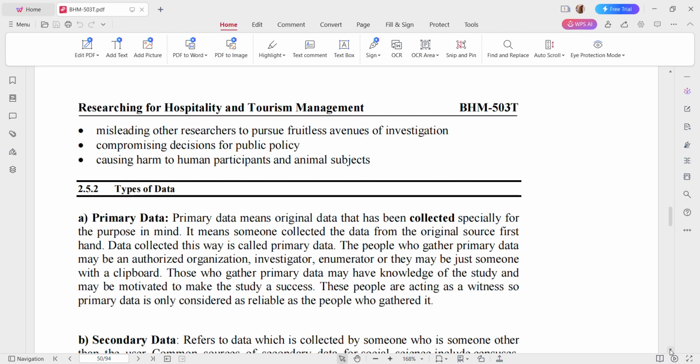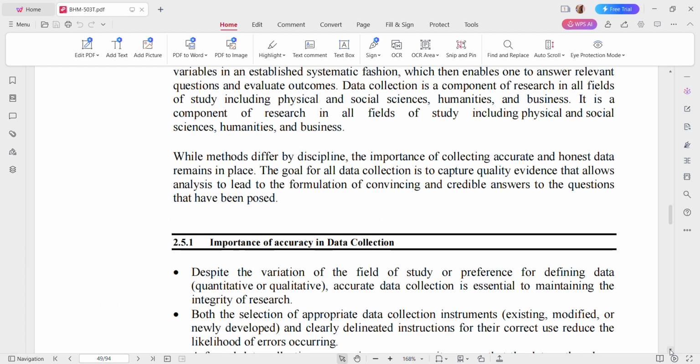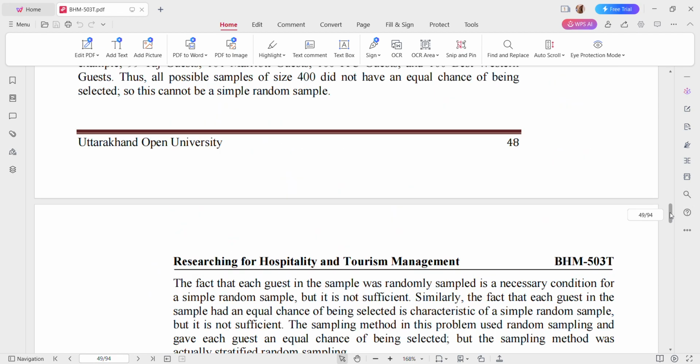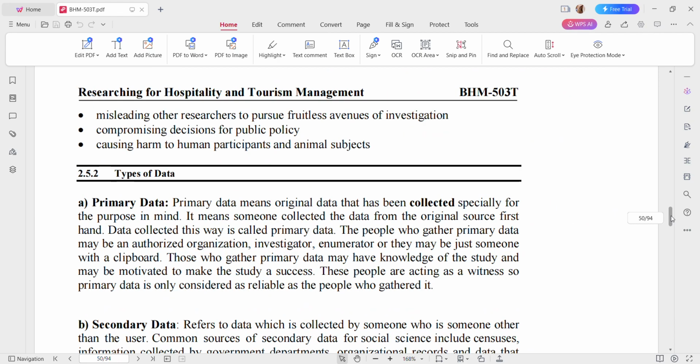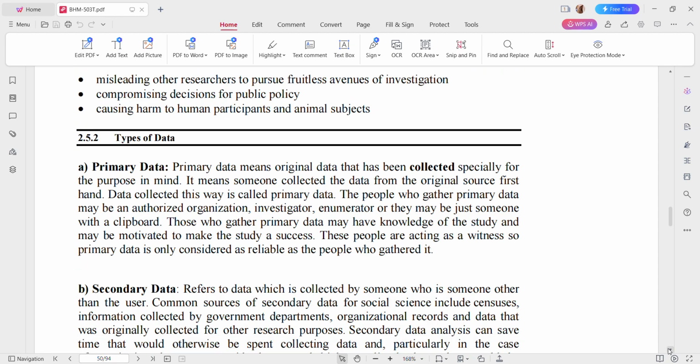Okay, so you have to protect your participants. That's why data collection is very important. You have to really ensure that the ethical issues of it are being addressed before you pursue your data collection. Okay, there are two types of data. First one is the primary data, and the second one is the so-called secondary data.